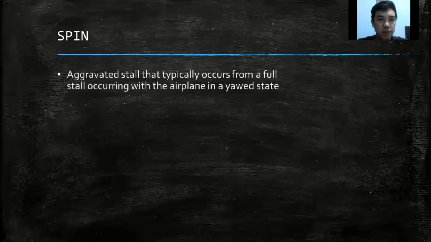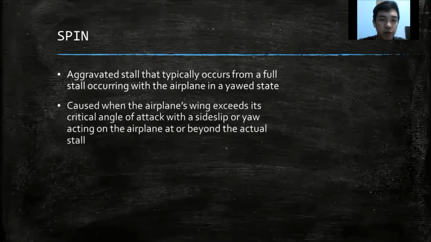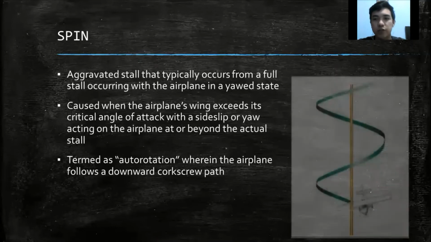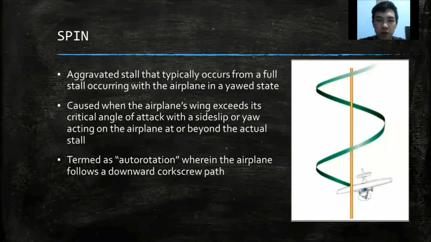So next naman is the spin. Spin is an aggravated stall that typically occurs from a full stall occurring with the airplane in a yaw state. It is caused when the airplane's wing exceeds its critical angle of attack with a side slip or yaw acting on the airplane at or beyond the actual stall. It is termed as autorotation, wherein the airplane follows a downward corkscrew path, as you can see in the figure. So to put it simply, spin is an uncontrolled flight condition of an airplane wherein it is also stalled.